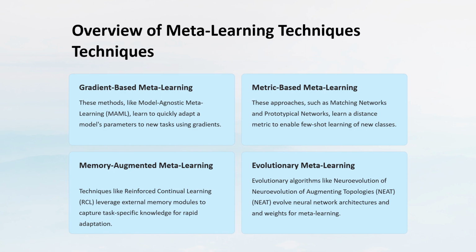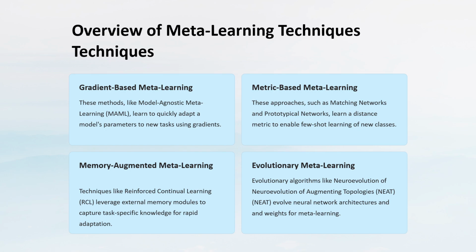Memory augmented meta learning techniques, like reinforced continual learning, RCL, leverage external memory modules to capture task specific knowledge for rapid adaptation. So the memory modules store the captured task specific knowledge for rapid adaptation. This memory augmented meta learning is used to store tasks which are rapidly changing, so that they are stored in the memory. That type of meta learning is called memory augmented meta learning.